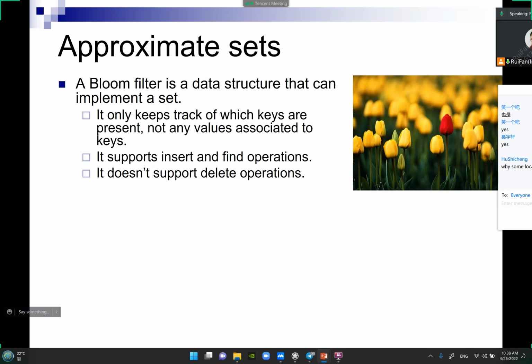However, a Bloom filter is sort of a weaker data structure than a hash function because the Bloom filter does not support delete operations. You can only insert things into the Bloom filter. You cannot take things out of the Bloom filter.